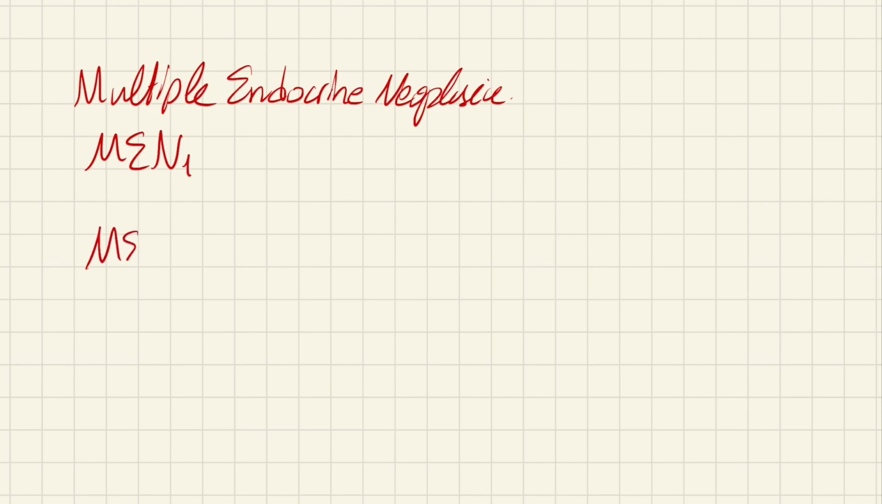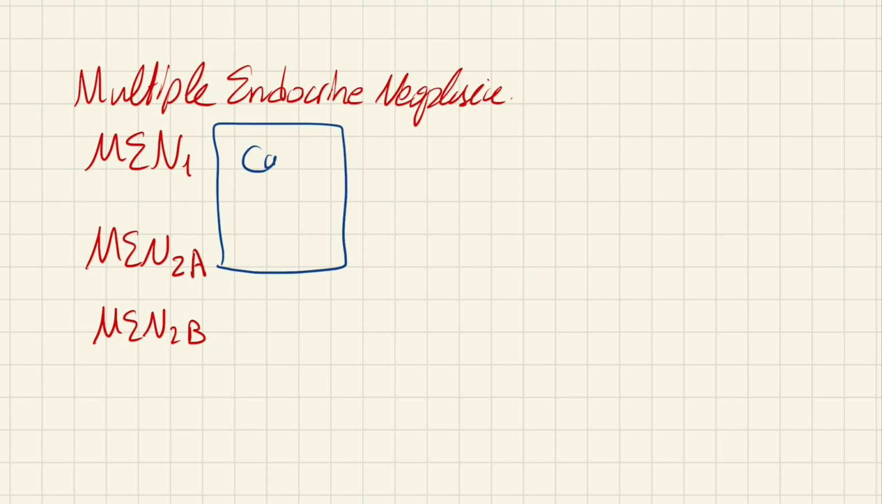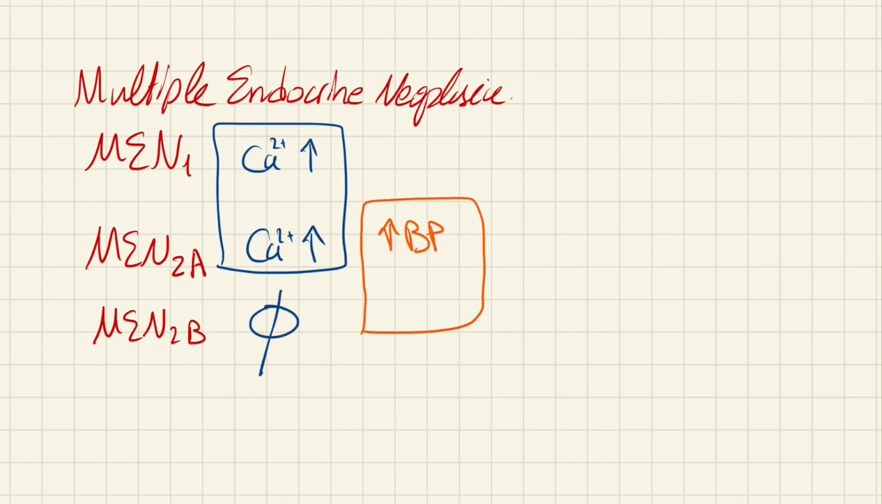In this video, just a quick review of the multiple endocrine neoplasias: MEN type 1, MEN 2A, and MEN 2B. Just how to differentiate between the main MENs using these two findings. So in MEN 1, we will have hypercalcemia. In MEN 2A, we will also have hypercalcemia. In MEN 2B, we won't find this. However, in MEN 2A, we will find high blood pressure. In MEN 2B, we will also find high blood pressure.